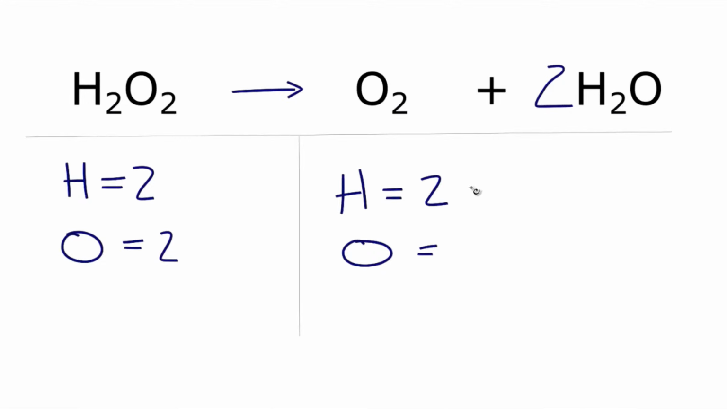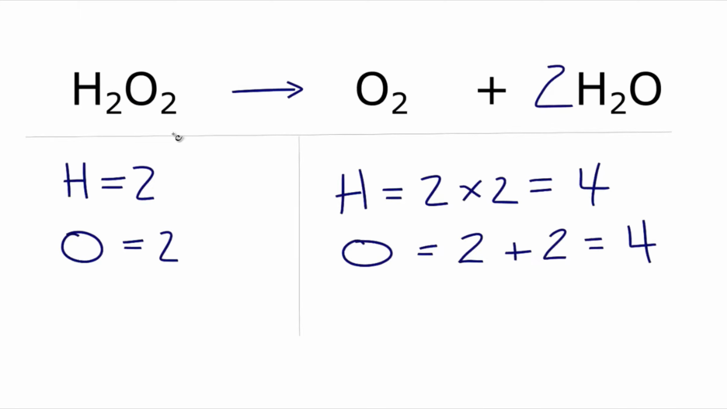So 2 times 2 here, that equals 4. So we have 4 hydrogens, but we can deal with that. And then oxygens, we have the 2 here, plus now we have 2 times the 1, 2 oxygens, which gives us 4 oxygens. So now we have an even number that's going to help us out.